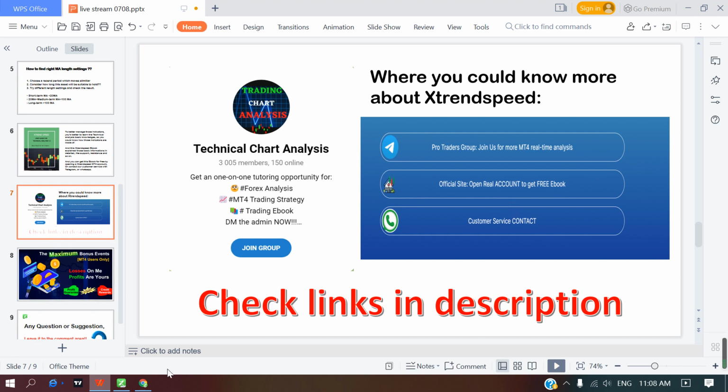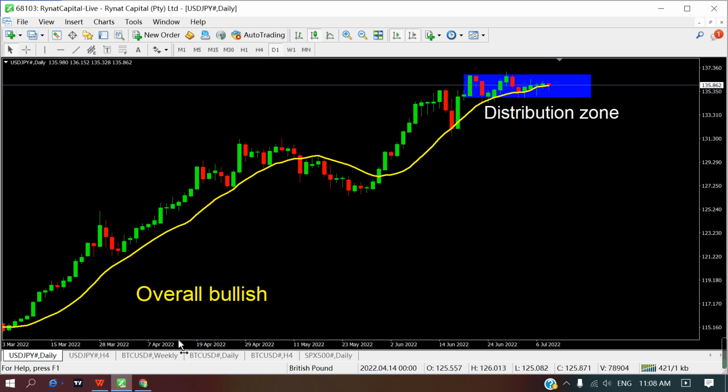Next we are going to look in more detail at USDJPY. This is the daily chart of USDJPY. First of all, the price is in an uptrend, right? The 14 days moving average is moving up, so this is overall bullish. And secondly, the price is not making higher highs and lower highs, so we could say the price is in a distribution zone.